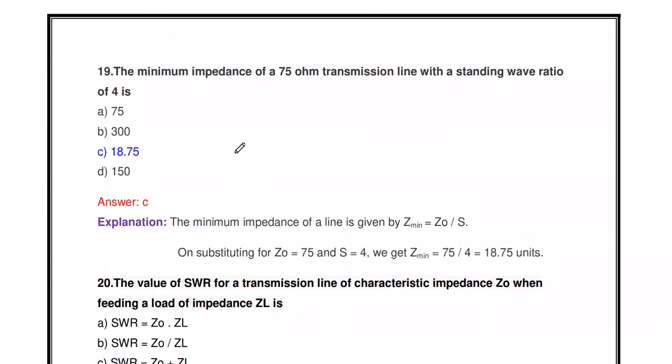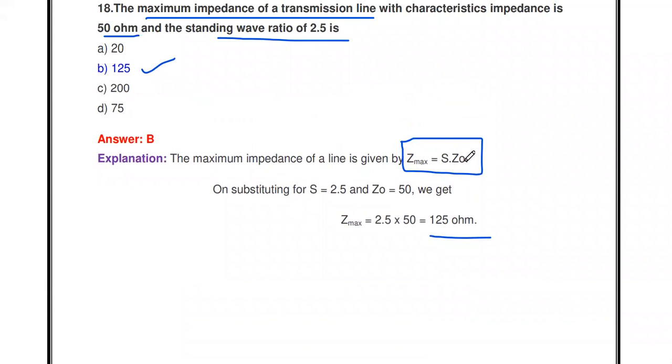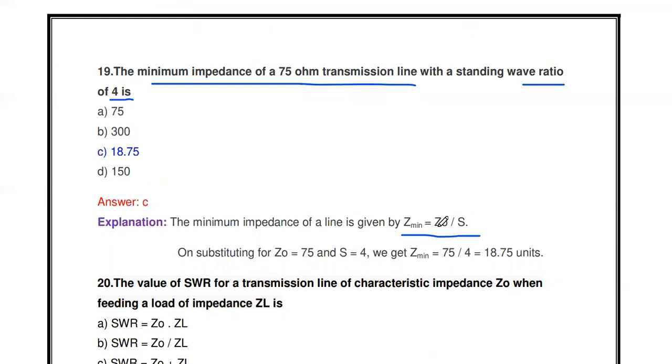And the next one: the minimum impedance of a 75 ohm transmission line with a standing wave ratio of 4 is dash. So the minimum impedance of a transmission line is Zmin equal to, you know the formula, Z0 divided by S. The maximum impedance of a transmission line is the product of S into Z0. The minimum impedance is Z0 divided by S. So 75 divided by 4, so 18.75 is the answer.